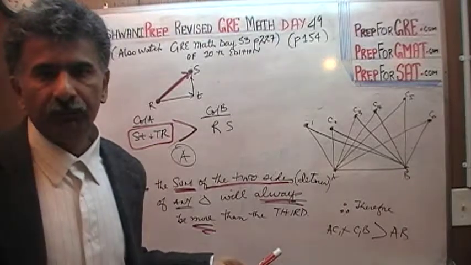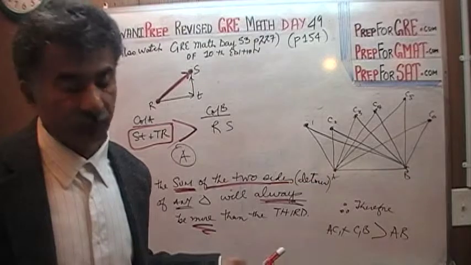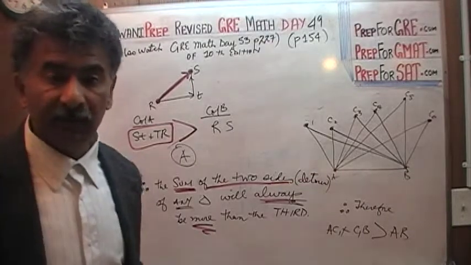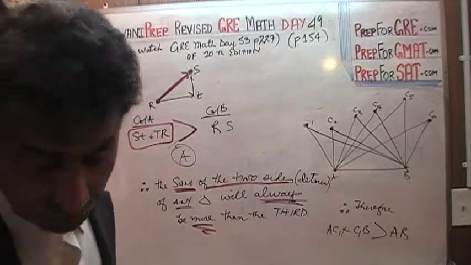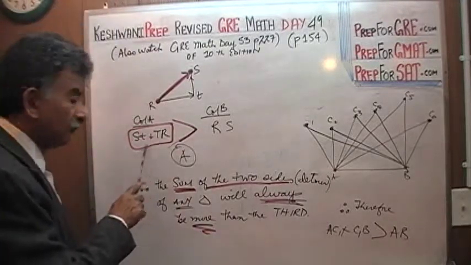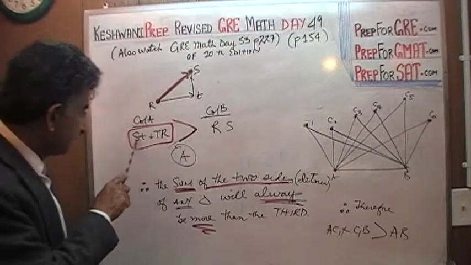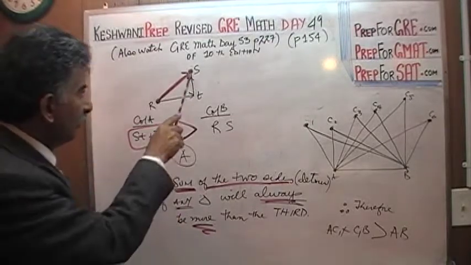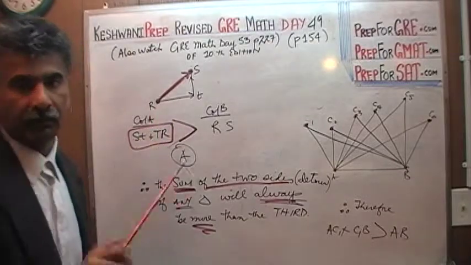How the hell am I supposed to know what the sum of the two sides are? Well, you're absolutely right. There is no way to figure out the sum of the two sides, but that's not what they were asking. They were simply asking, do you understand the fact that the sum of the two sides of any triangle will always be more than the third side. That's all they were trying to see here.